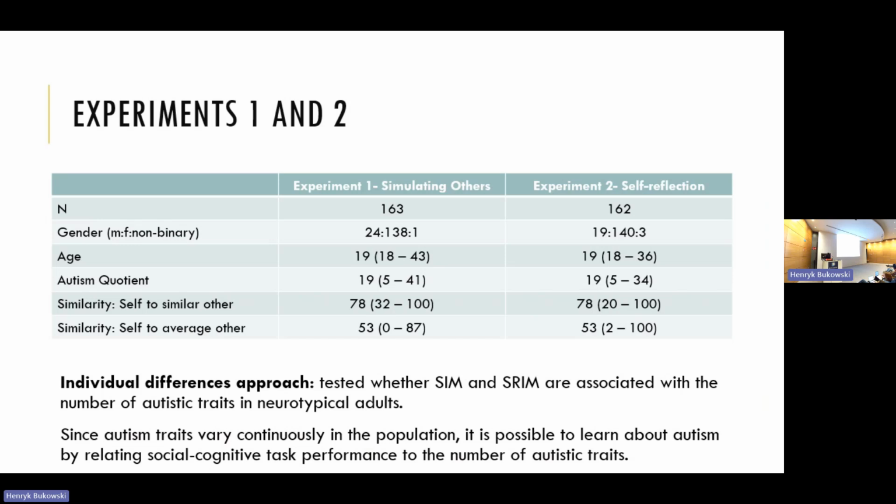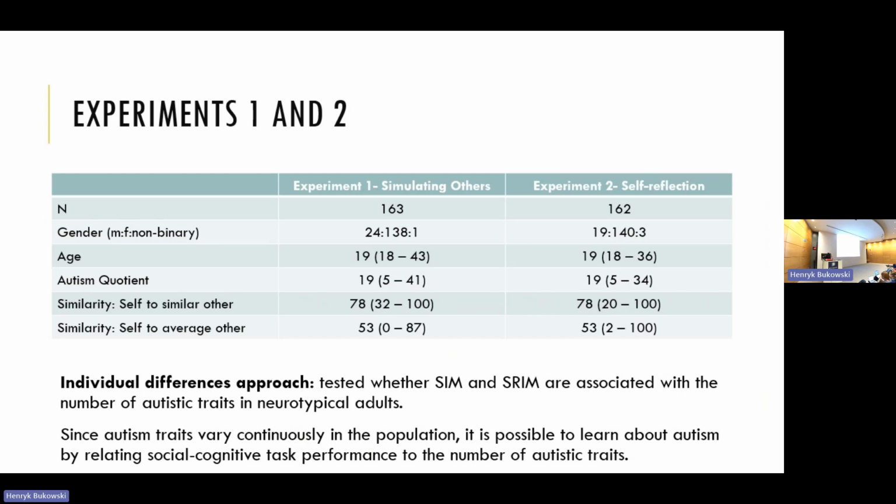So the premise here then is that given that autism is a continuous scale and that traits vary across a neurotypical population, we should be able to learn about how autism influences these sorts of behaviours just by looking in this neurotypical population.